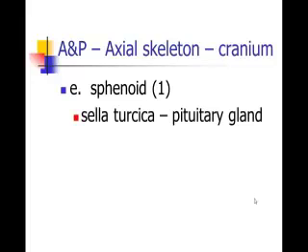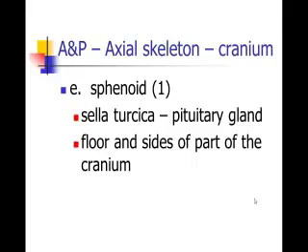We're going to have the sella turcica. Sella turcica is a depression in the sphenoid where the pituitary gland sits. The floor and part of the sides of the cranium are made up of the sphenoid. The sphenoid has sinuses. The sinuses of the sphenoid are pretty close to the geographic center of your skull.